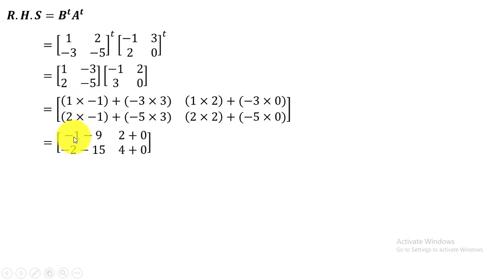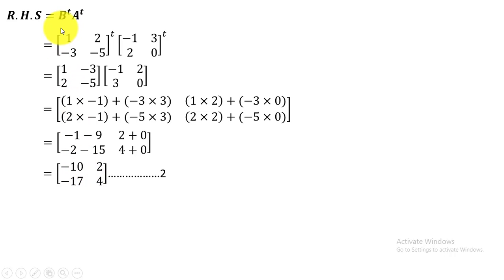1 times -1, that is equal to -1, plus -3 times 3, that is equal to -9. 1 times 2, that is equal to 2, plus -3 times 0, that is equal to 0. Similarly, 2 times -1, that is equal to -2, plus -5 times 3, that is equal to -15. 2 times 2, that is equal to 4, plus -5 times 0, that is equal to 0.